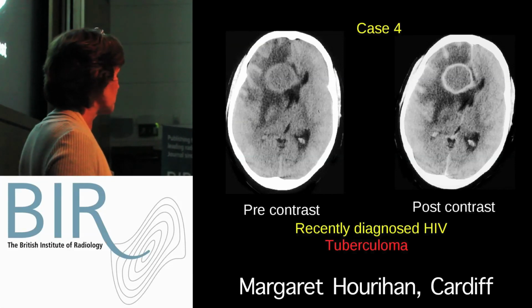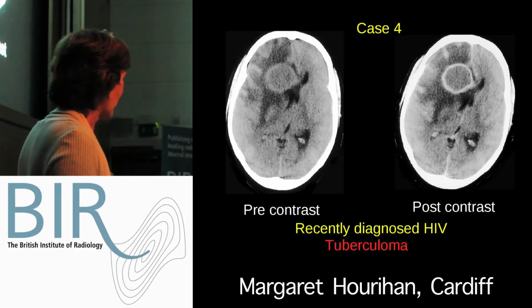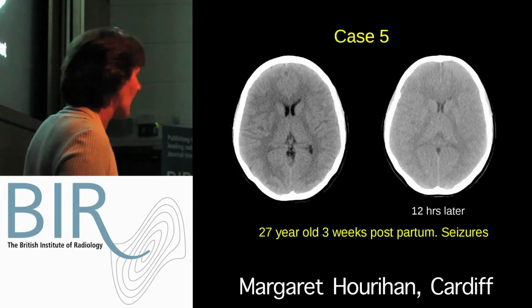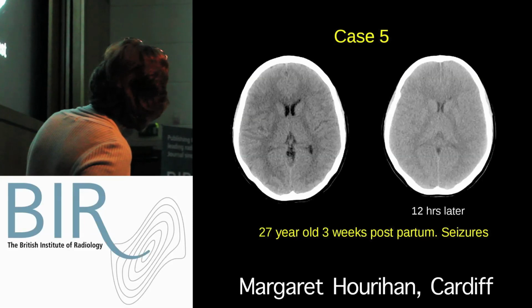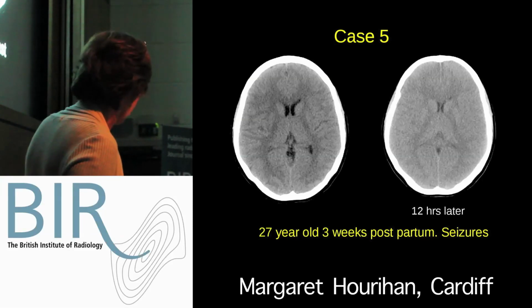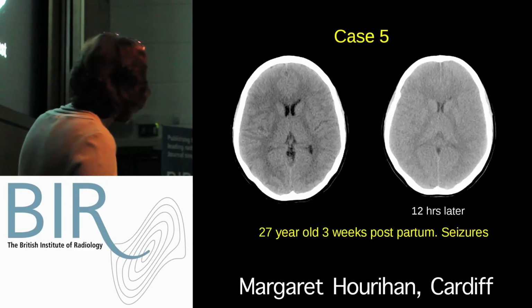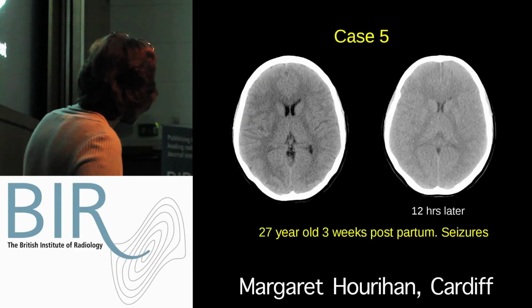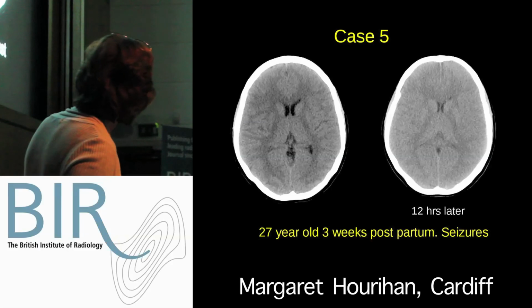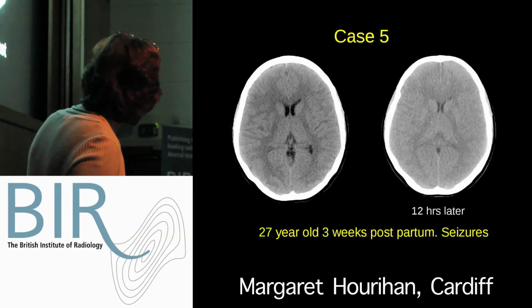Perhaps I didn't give you that she'd been recently diagnosed with HIV. Perhaps just another clue now. So it was a ring lesion, but it's slightly funny. It's got some central, and this is actually a big tuberculoma, which went to theatre to be excised because of the mass effect.